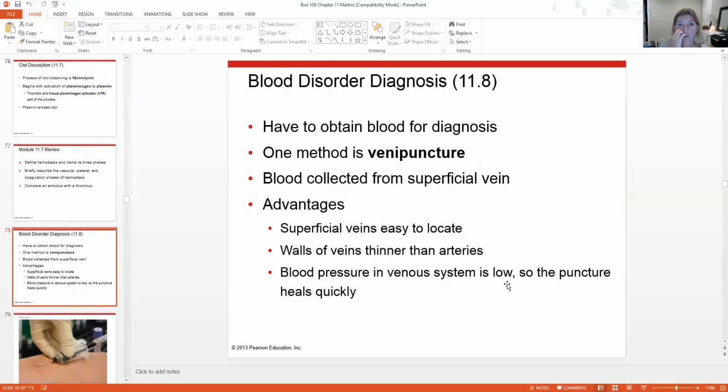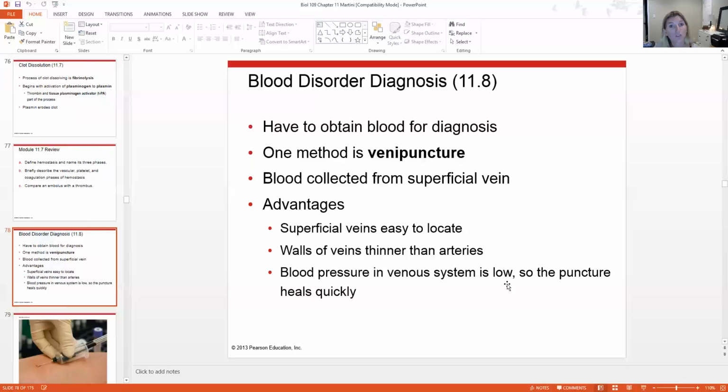So let's talk about some ways that we can diagnose blood disorders. First, you have to get the blood. How do you get the blood? Primary method is through venipuncture. Typically, the blood's collected from a superficial vein. Superficial veins are very easy to get. The blood pressure is relatively low, so it's not going to squirt all over the place and damage.